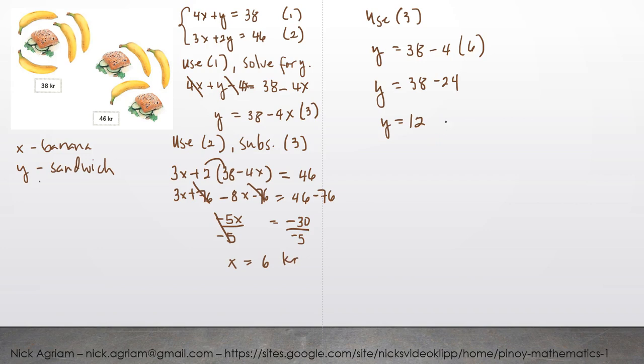I am going to use Philippine peso. So if your answer is x is equal to 6 Philippine pesos, y is equal to 12 Philippine pesos. Or you can write a sentence. 6 pesos for 1 banana and 12 pesos for 1 sandwich. Something like that.